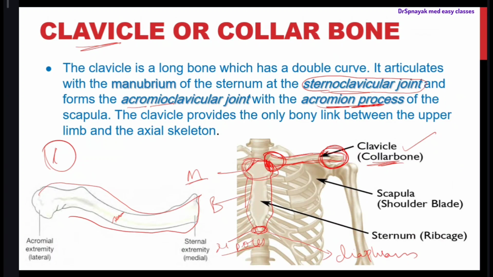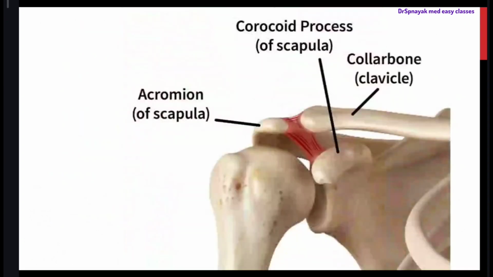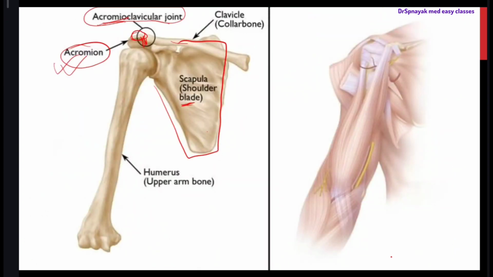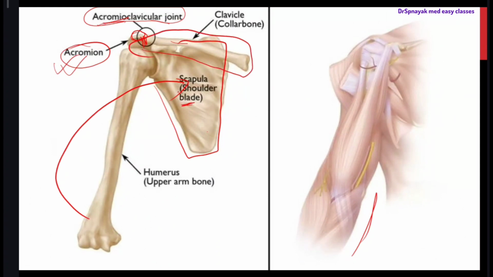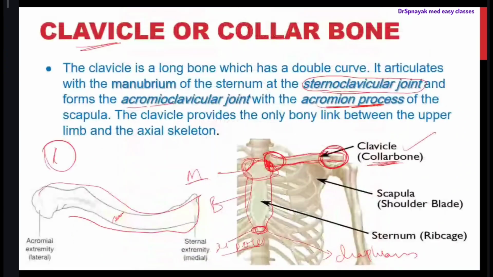And one thing: if you are lifting anything with your upper limb, what will happen? The total force will be transferred from the appendicular skeleton to the axial skeleton, and that is with the help of this collarbone, or clavicle. That's why it is the link between the appendicular skeleton and the axial skeleton. Clear? I think you understood about this clavicle.